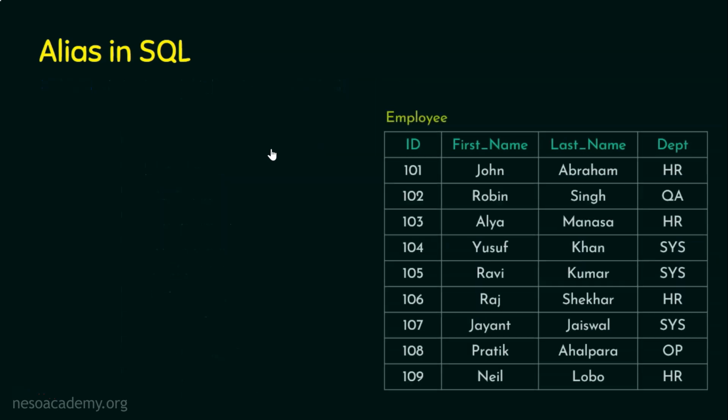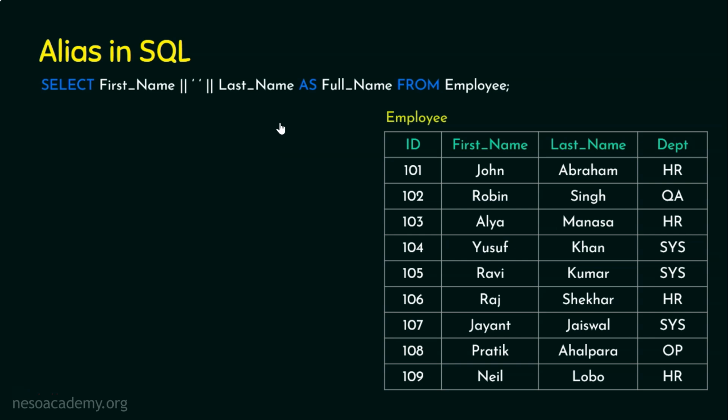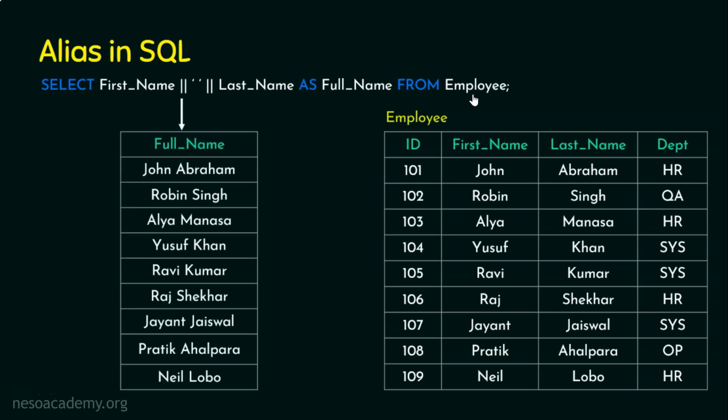The same table, the same query, but with a small modification. The first name is concatenated with the last name with a space in between, as full name, from the employee table. The output previously had the column without any name, but now we will see the column is full name, and this is the alias name which we are getting for the output table. I hope things are clear to you. Now let's see another example.